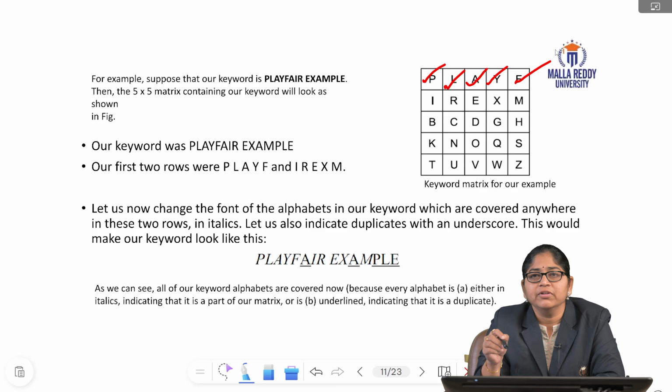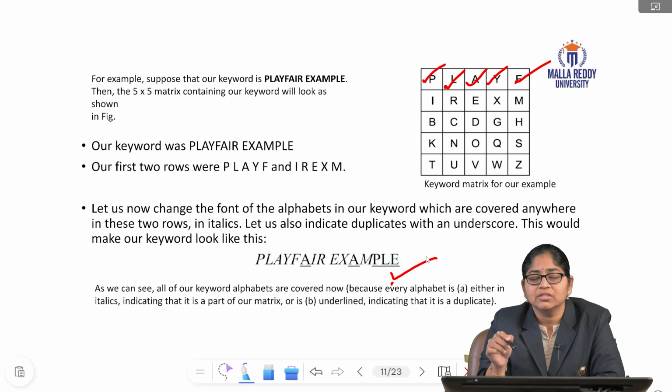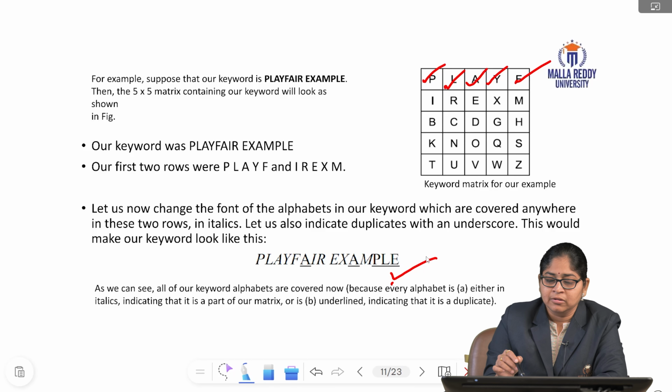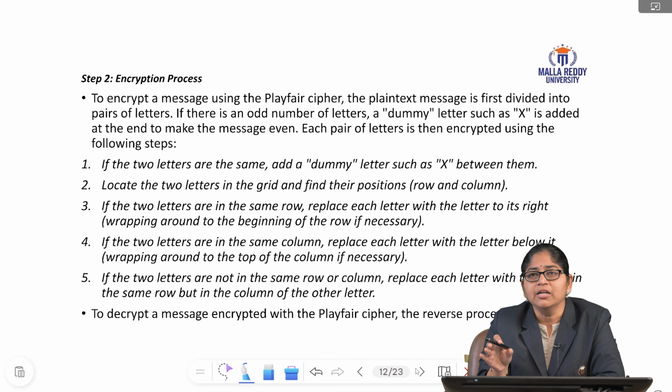Then we need to follow the same process so that we accommodate all the 26 alphabets in the 5 by 5 matrix. If you see here, the underlined letters are duplicate letters. No need to write the duplicate letters again in the matrix. In this way, we can build a 5 by 5 matrix with the help of a keyword. That is the first step of Playfair. Coming to the second step, which is the encryption process.